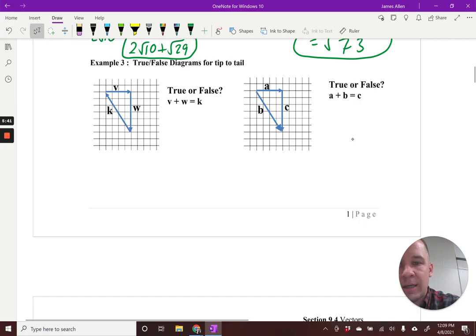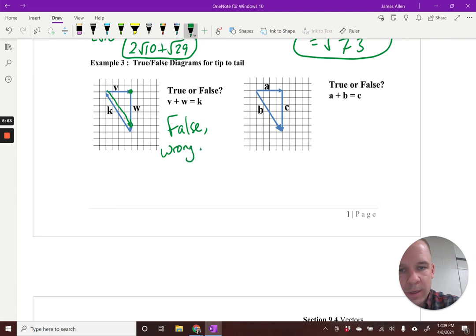So if I go tip to tail, that's where they're connected, my vector should actually be going this way. So this would be false. Wrong direction.